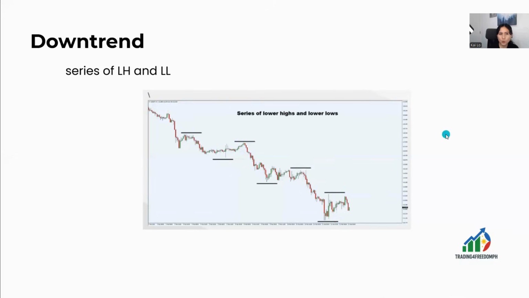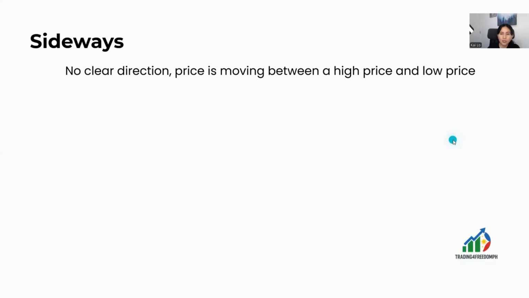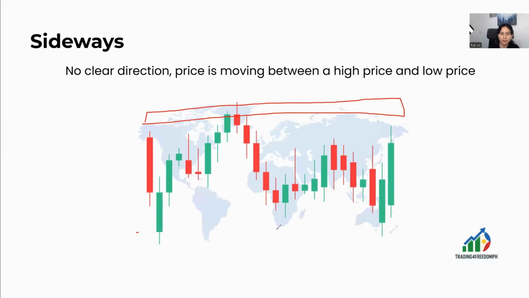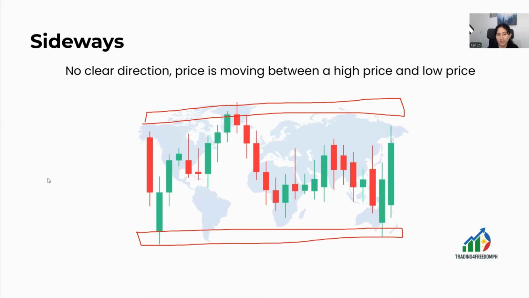Okay. And the last one is sideways. When there is no clear direction of the market and the price is just bouncing off a high price and a low price. So this is the typical range bound or sideways market. We have a price ceiling and a price floor. Okay. There are a lot of traders who had very successful strategies with range-bound markets or mean reverting strategies.